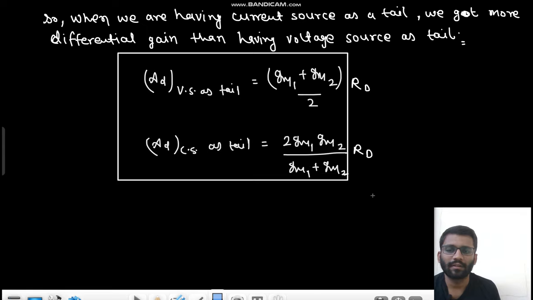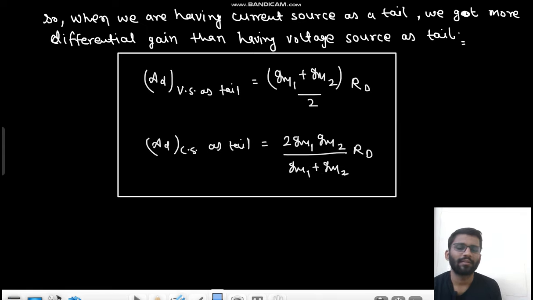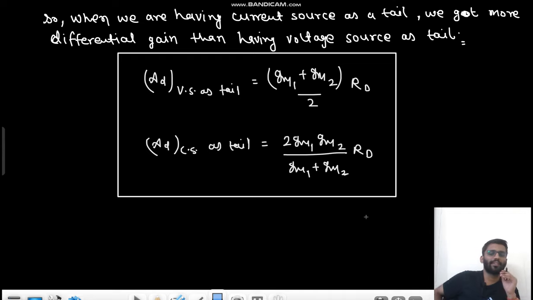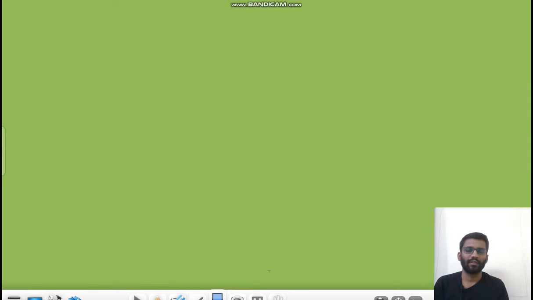Okay. So this is one more advantage also. When there is a mismatch between the transistors, you see that whenever there is a current as a tail, we will get more differential output. So this is one more advantage. Right? Now we will see about common mode.